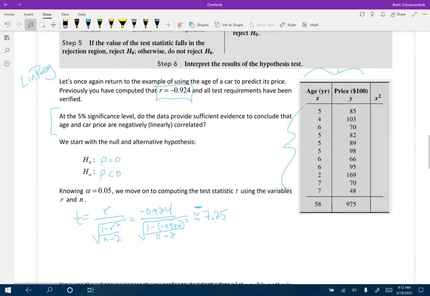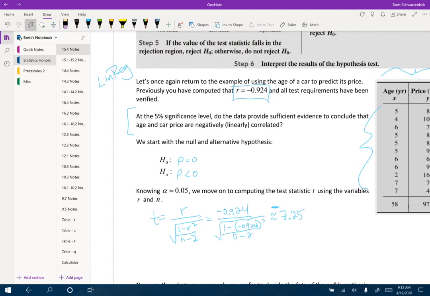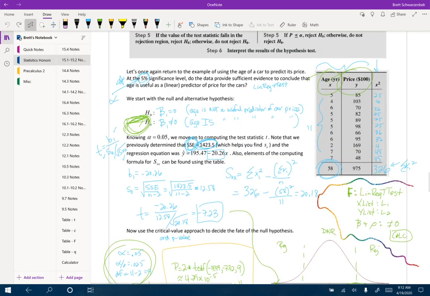Okay, so what I need to do is show you a very important relationship here. This is our test statistic, but if we go back to our notes, you'll recall we did the same problem using the lin reg t-test.